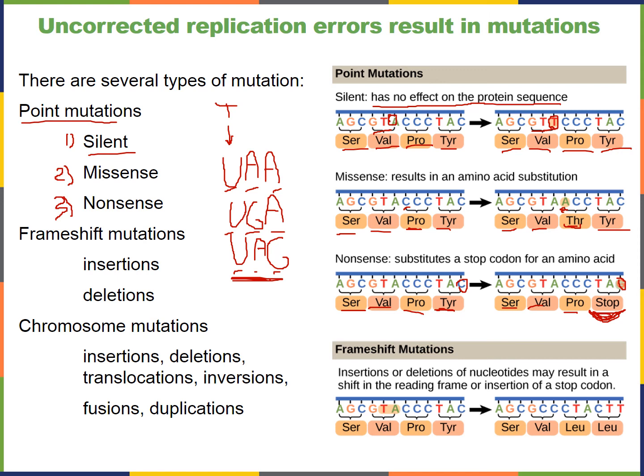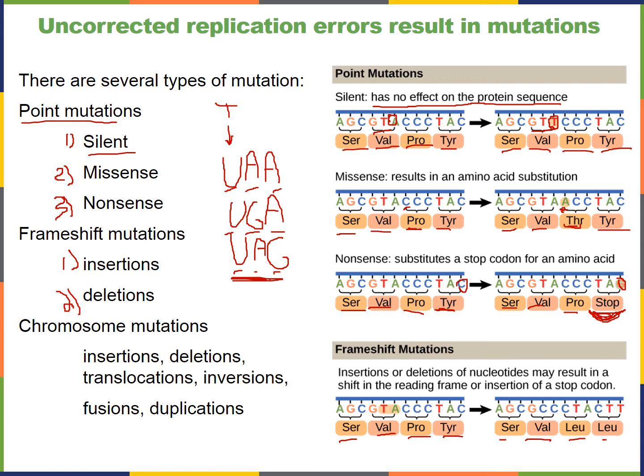And then we get frameshift mutations. So there are insertions and there are deletions with the frameshift mutations. This may result in a shift in the reading frame or insertion of a stop codon. And that's exactly what we see here. We see serine, valine, proline, tyrosine, and we have a shift in the sequence. So it goes serine, valine, leucine, leucine.